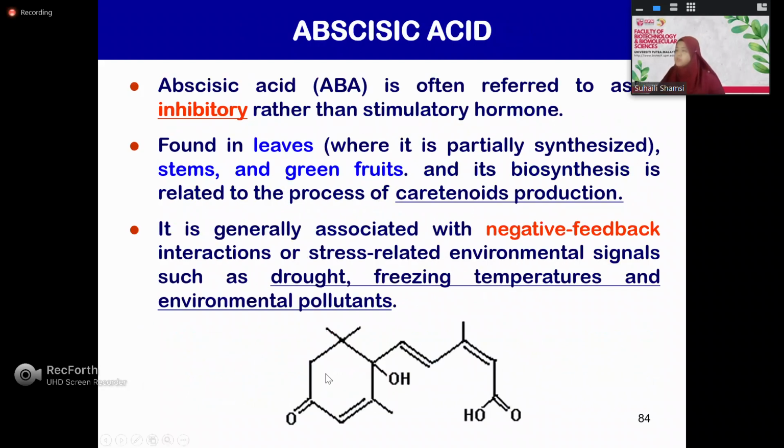So this is how it looks. Apparently, it can be dissolved in water.